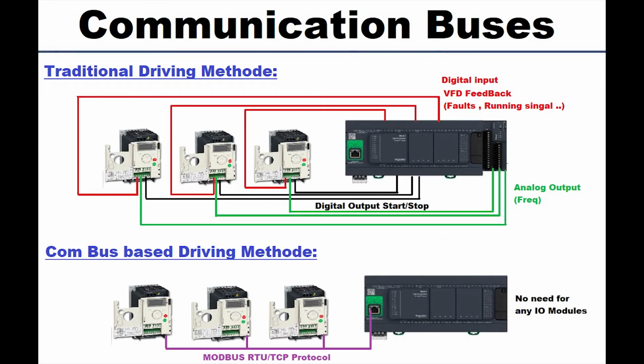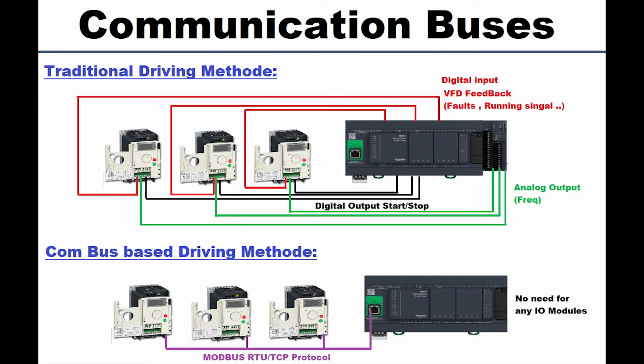So let's take a look at this diagram comparing the traditional driving method with communication bus-based driving methods. Let's take these three VFDs for example. In the traditional method, in order to drive one VFD, you will need a digital output signal to turn the motor on or off, an analog output signal to define the speed, and a digital input in order to take feedback, like for faults or whatever else. So you need at least 3 signals in order to drive this VFD properly.